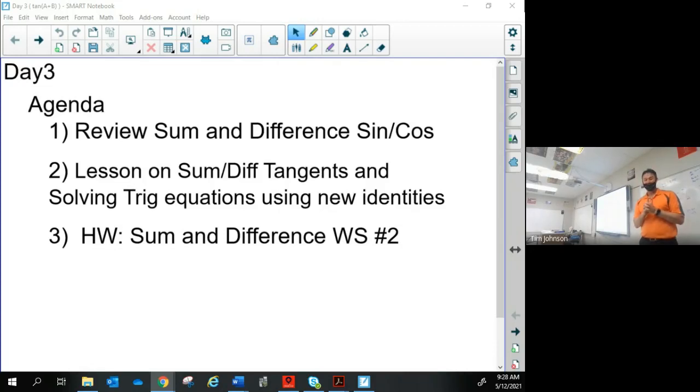What is the sum rule for cosine? You can talk it out loud if you want. What's the difference rule for cosine? Now for sine. What was the rule for sine? And what's the sum rule for sine?